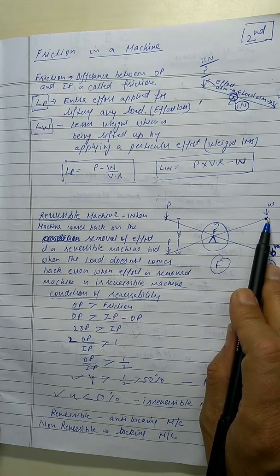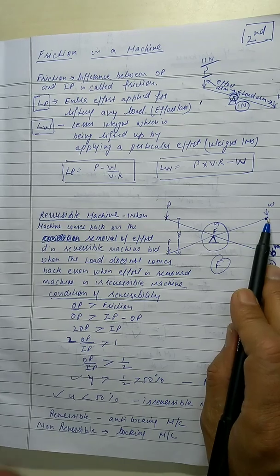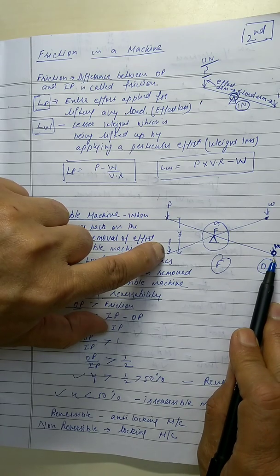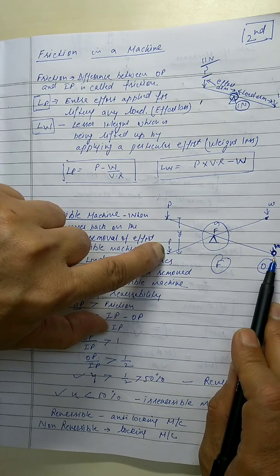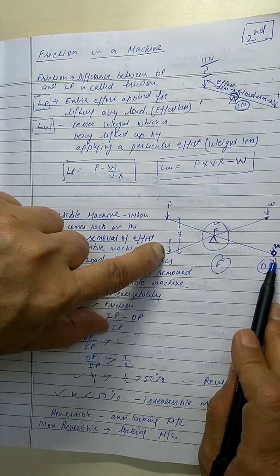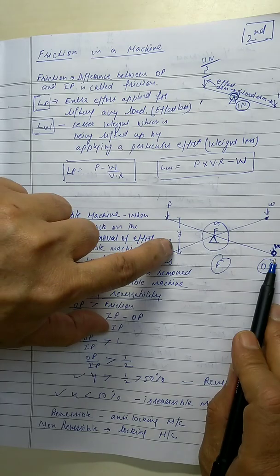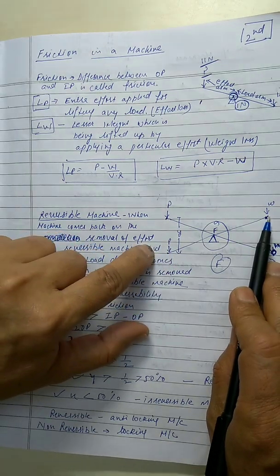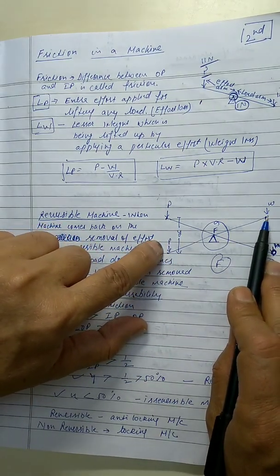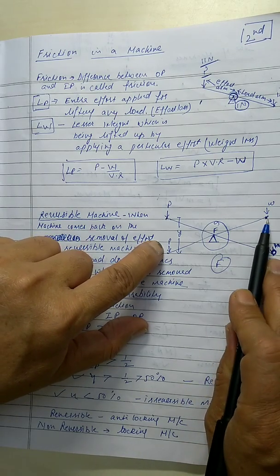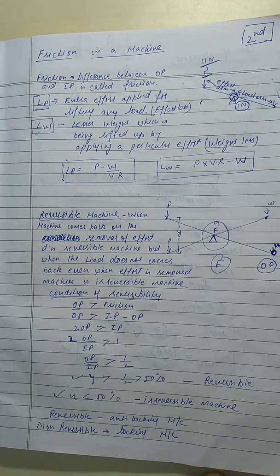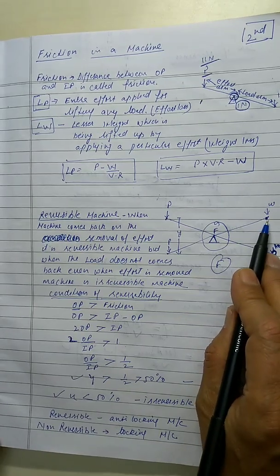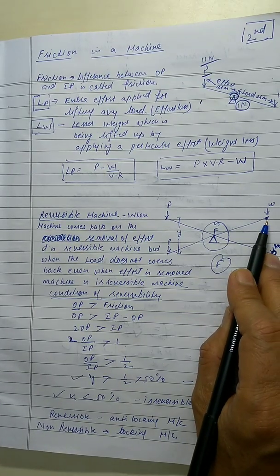The reversible machine is that machine in which, if you remove the effort, the weight comes back to its original position. That is known as a reversible machine, and the reversible machine is also known as an anti-locking machine. Second, if you apply the effort and the weight goes here, and then you remove the effort, and the weight doesn't come back, it remains here only, then the machine is known as a non-reversible machine. If the weight comes back, it's reversible. If it doesn't come back, it is known as an irreversible machine.